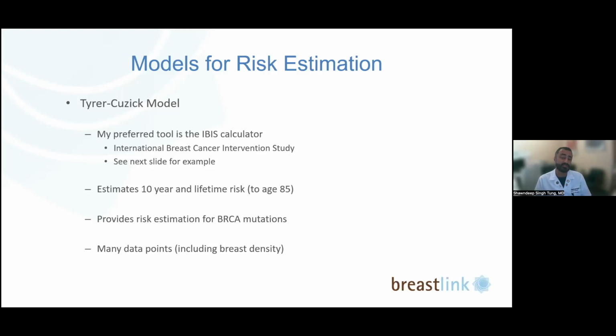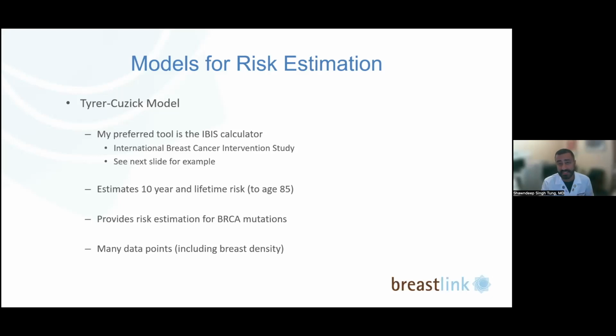Another thing that I like about it is it also gives an estimation for your BRCA mutation carrier status. So for patients who haven't had genetic testing or are curious about it, this tool can also help us determine what your risk of being positive for that mutation carrier may be. Another thing I love about this model is that it has a lot of data points, including breast density. So breast density is very important for women to understand in regards to mammography.